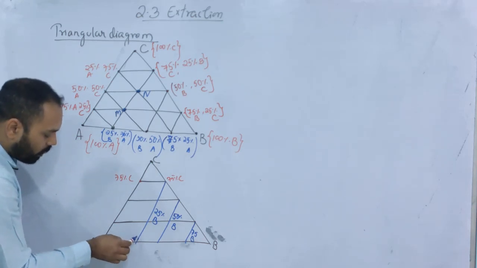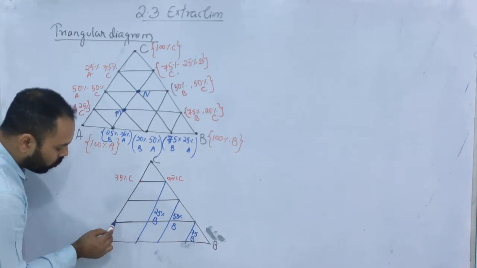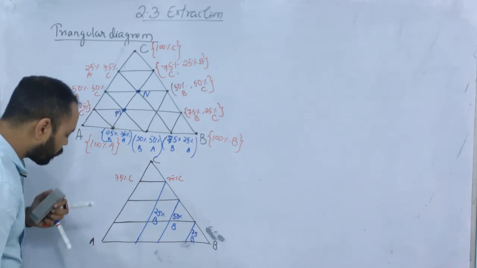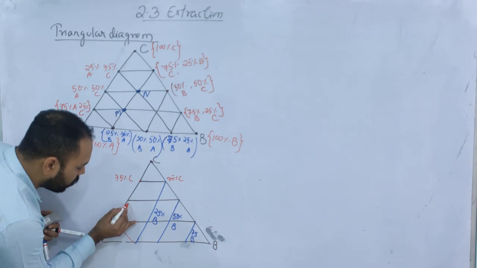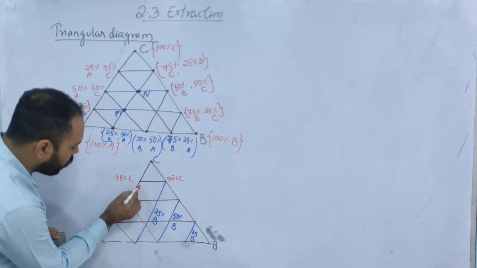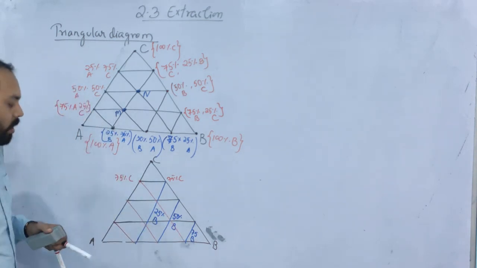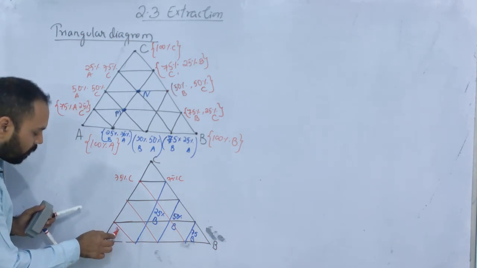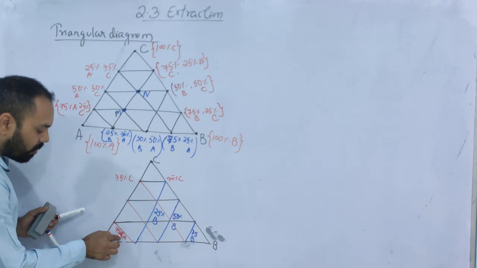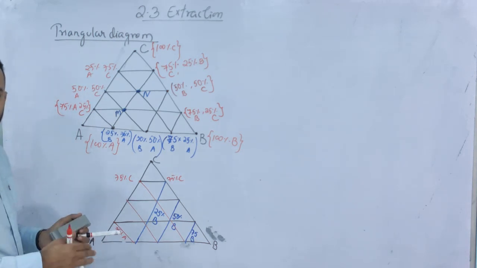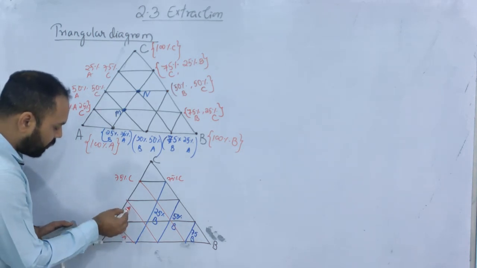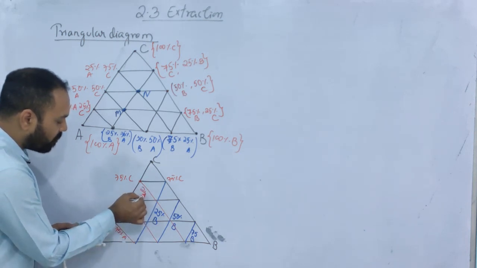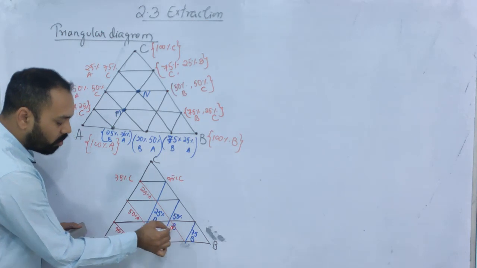Similarly, if you join these vertices, then what are you going to get? Suppose I am joining this. These lines are not exactly parallel, don't worry about that. Now suppose I am joining these lines, right? Now this is 100% A, this line represents 75% A, everywhere A is 75%. The other component compositions are of course changing, right? This is 50% A and this one is 25% A. This line is 25% A.